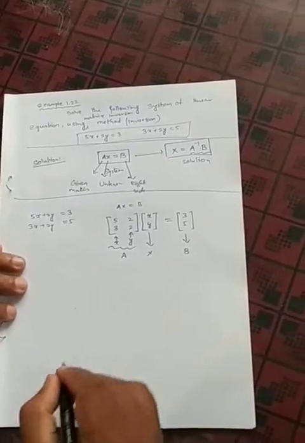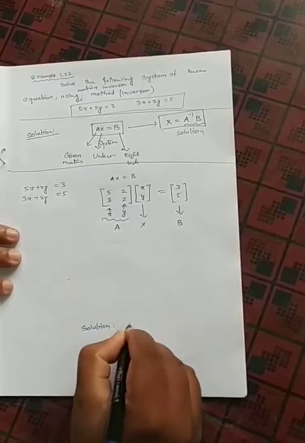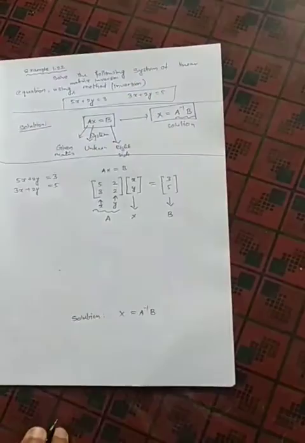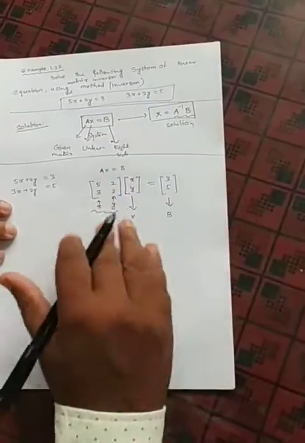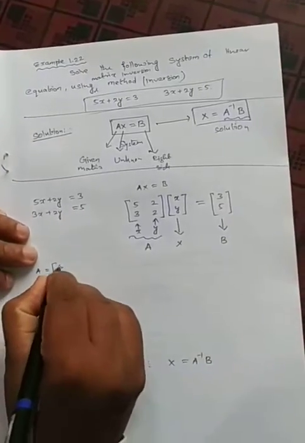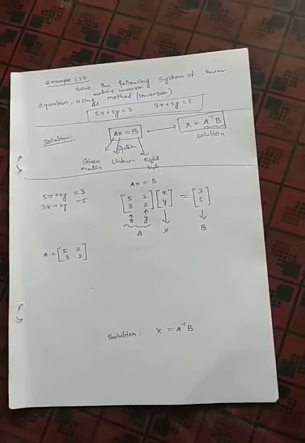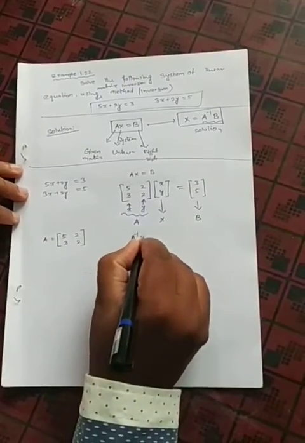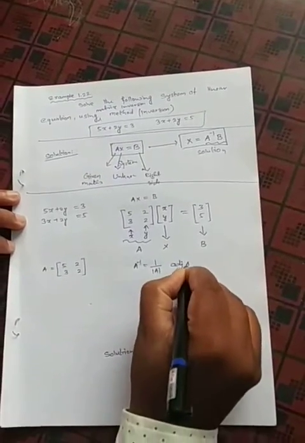Now if you want the solution x, what do you need to get? The solution procedure is A inverse into B. So now I need to get A inverse. Here the matrix A is 5, 2, 3, 2. What is the formula? A inverse equals 1 by determinant A into adjoint of A. That formula you can apply here.